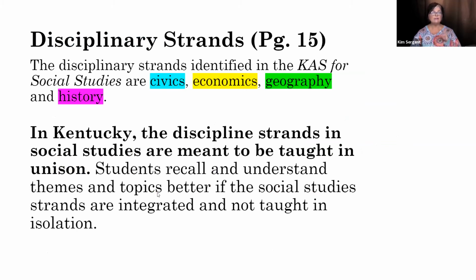So this is taken directly from KDE. You can see here the expectation, look at it in bold. I bolded it because this is their words, not mine. It says, in Kentucky, the discipline strands in social studies are meant to be taught in unison. I think if anything, some of you are thinking, we already kind of do that.